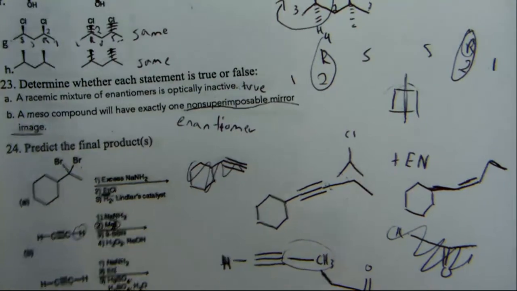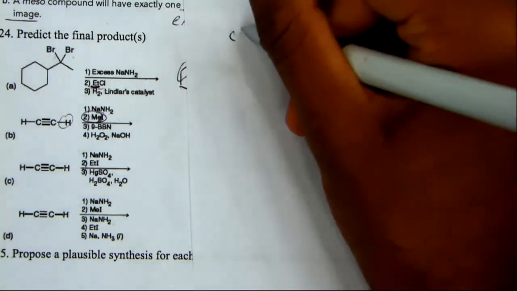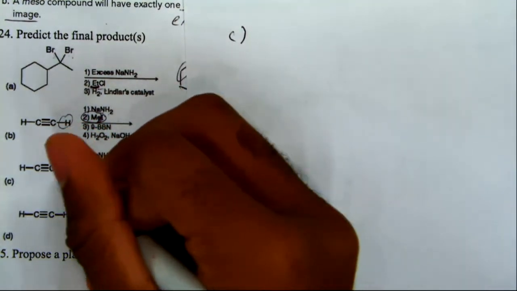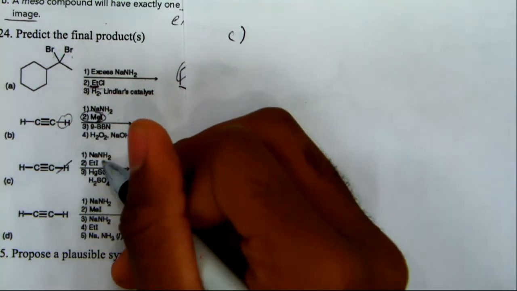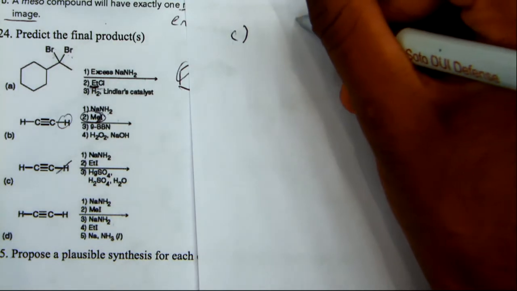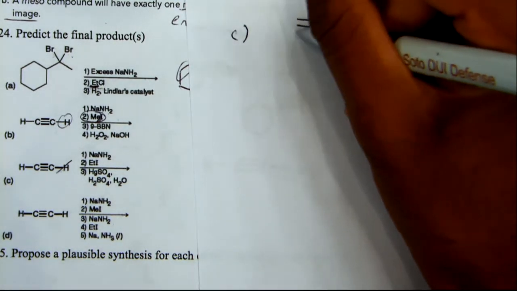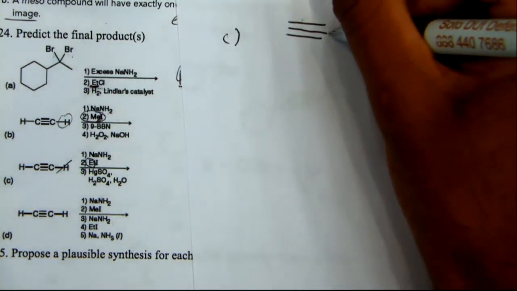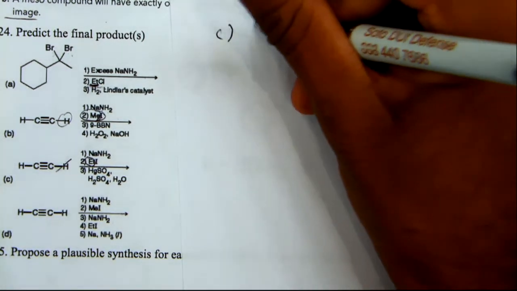I'm going to start doing the next one. Oh, I just realized how poorly this is set up. This would be C. So what happened again is we got rid of a hydrogen using NaNH2 and EtI. We have this triple bond. It's going to add this ethyl from the ethyl iodide. There's still this hydrogen here, by the way.